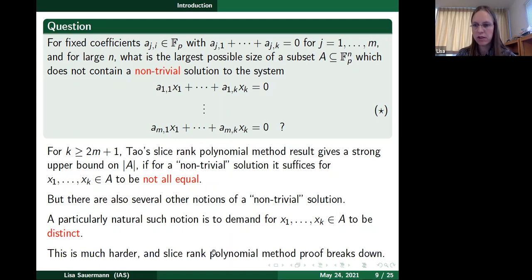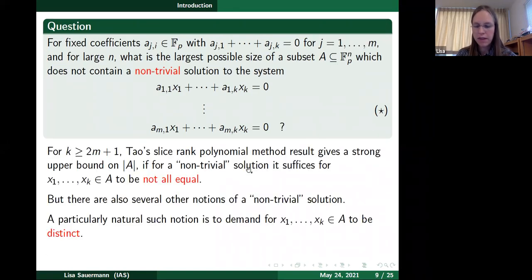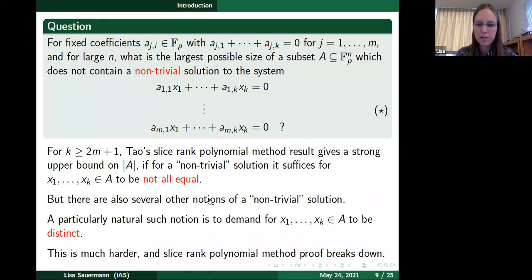Because Tao's theorem on the last slide allowed us to find a solution where x1 to xk are not all equal. But that doesn't give us that x1 to xk must be distinct. And that case is much harder. And in particular, the slice rank polynomial method proof completely breaks down in order to handle distinctness instead of just not all equal.